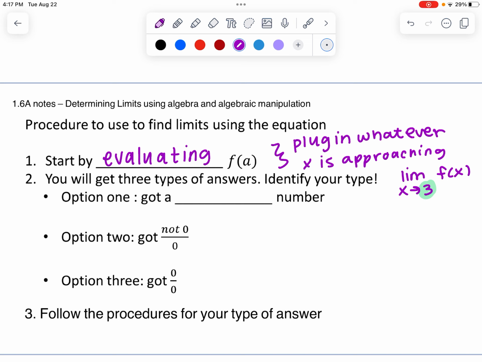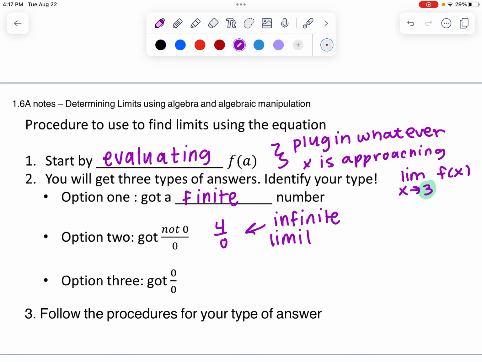And so our first option is the option that you want to get, because if you get this option, you're done. And that's you get a finite number. So that means like you plug in 3 and you get out 6 or 1,000 or negative 2/3. You get a number that is finite. The other thing you do is if you have a rational function, you could get some number that's not 0 over 0. So for example, you get like 4 over 0. This means, and we'll talk more about this, that you have an infinite limit.